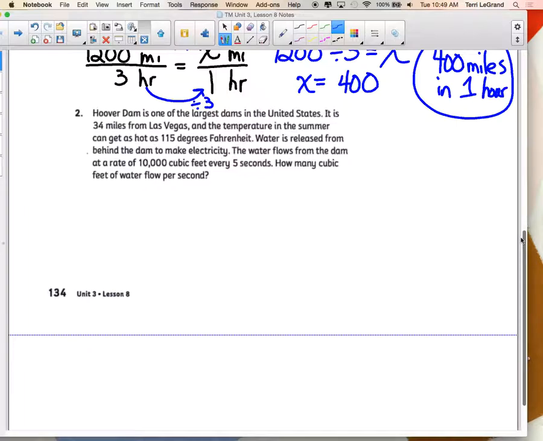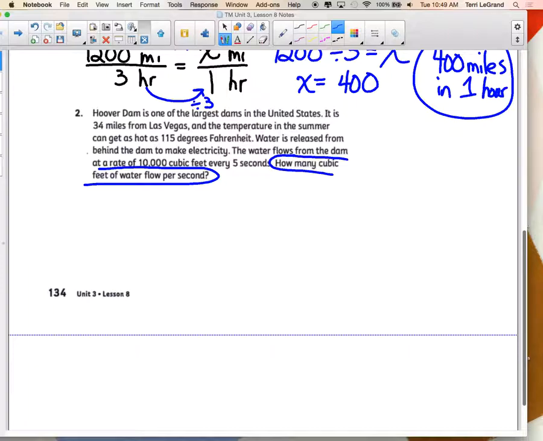So, what do we need? Do we need to worry about the fact that it's 34 miles from Las Vegas? Is that important? Not really. Does it matter that it gets as hot as 115 degrees there? No, that isn't really important either. They're asking how many cubic feet of water, so let's circle that, that's our question. How many cubic feet of water flow per second?